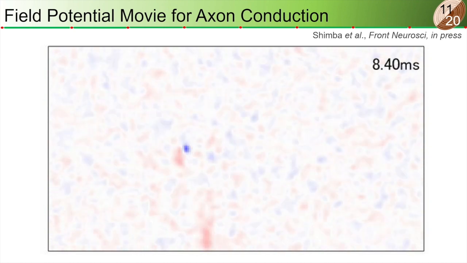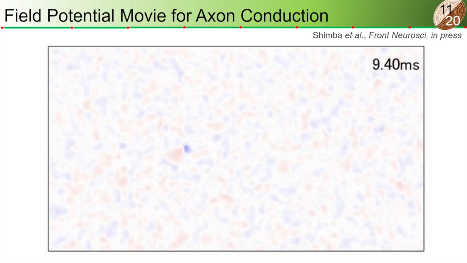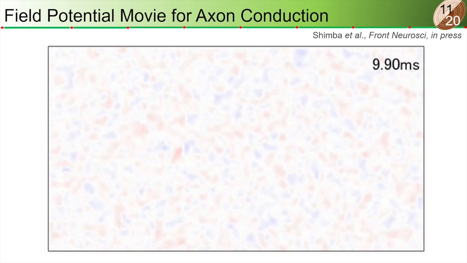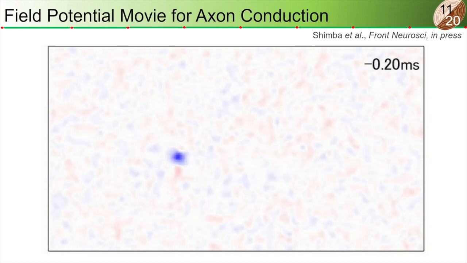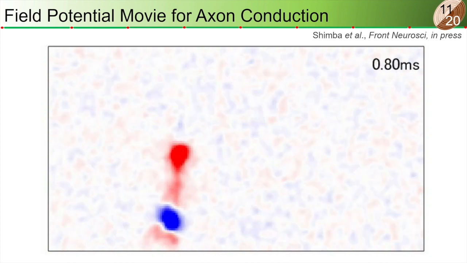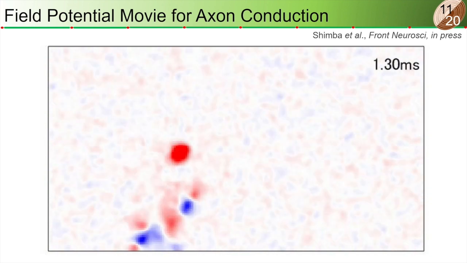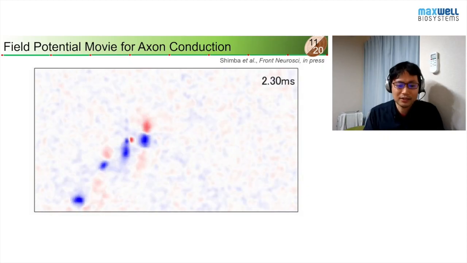Red and blue colors correspond to positive and negative extracellular potentials, respectively. The numbers on the right side indicate the time relative to the time when activity was observed in the cell body. And we can observe that action potentials propagated along axons.